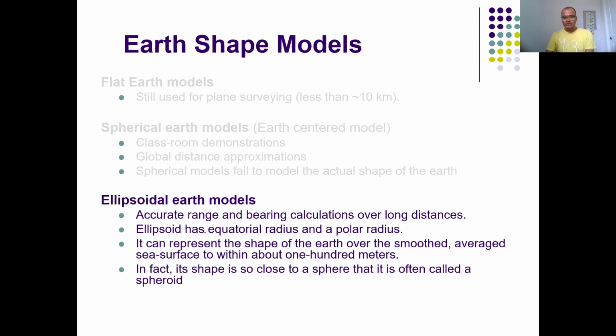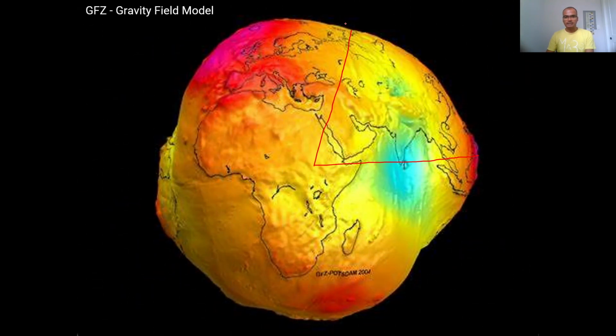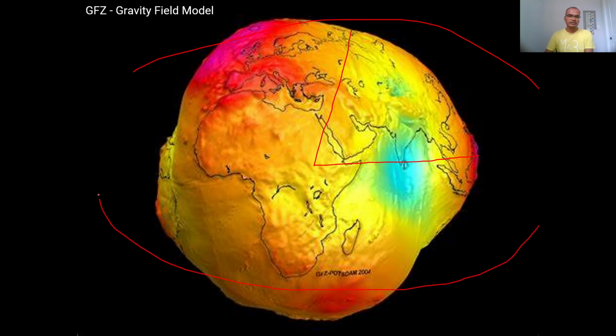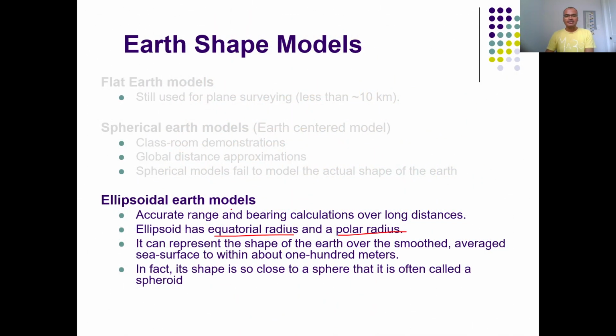So this ellipsoidal model, although it has two radii, still if you look from a distance, or if you look closely, the difference between this radius and this radius is not that big. It's not like an egg shape. Rather, it is similar to a spherical size or shape. So since its shape is close to the sphere, it is also called a spheroid. Technically, the spheroid and ellipsoid are both the same, which has two radii. And to avoid confusion throughout this lecture, I will use the word ellipsoid.